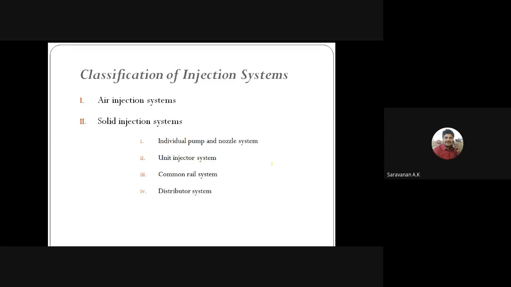than the fuels used in engines with solid injection systems. The drawback of this air injection system is the requirement of the multi-stage air compressor, and therefore the air injection system is rarely used nowadays in engines.